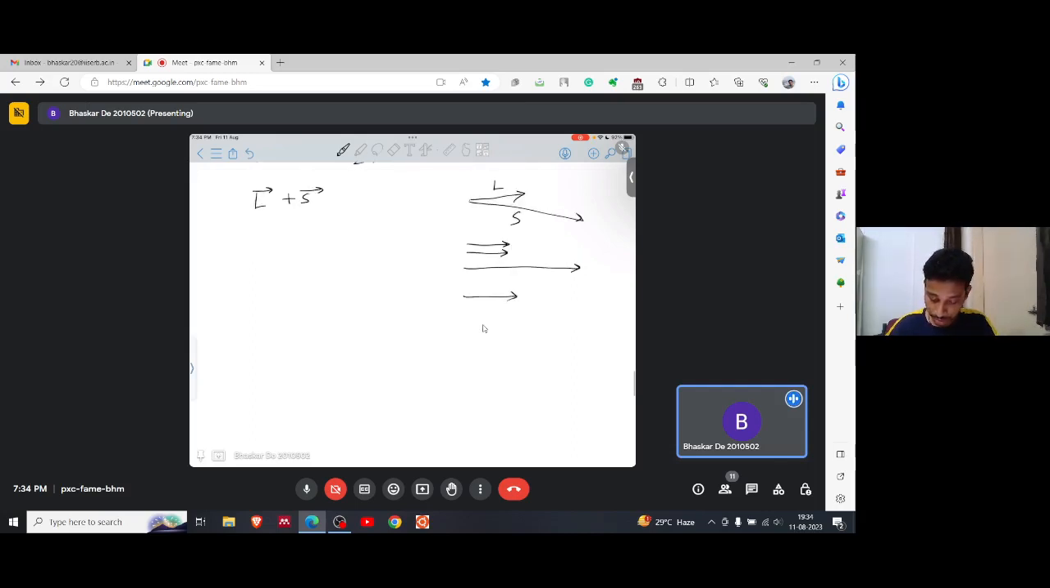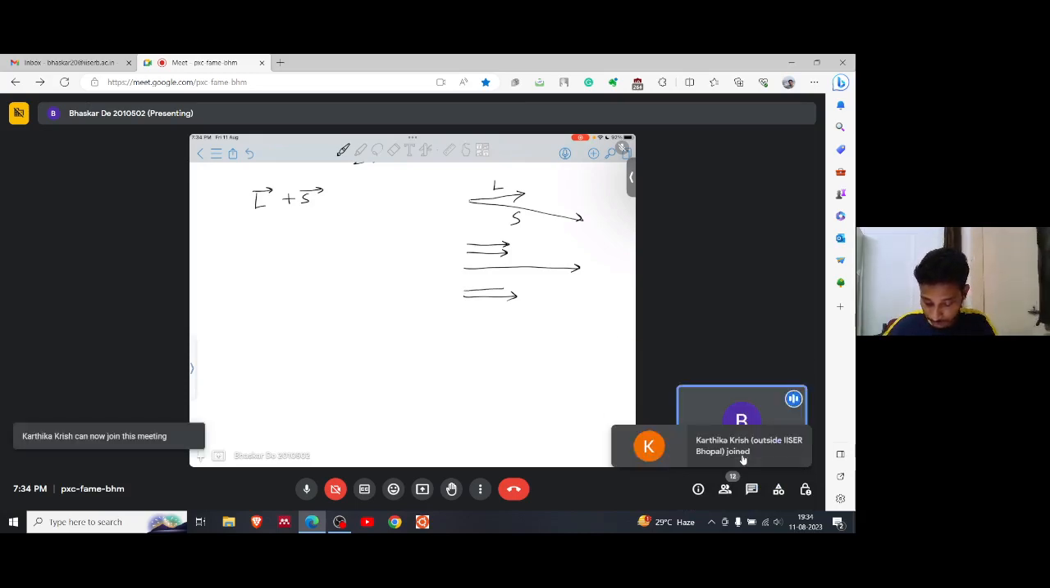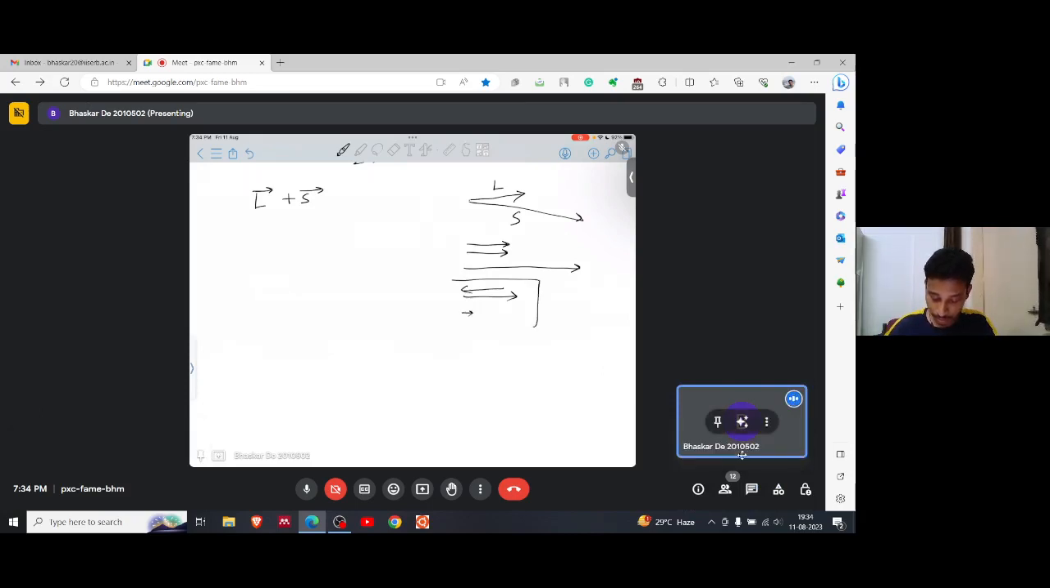Now if there are two vectors in different directions, then we will have only this much as the resultant. So by magnitude, this one implies L plus S and this one implies L minus S, or modulus. So this modulus means that it is either L minus S or S minus L, any one of them.